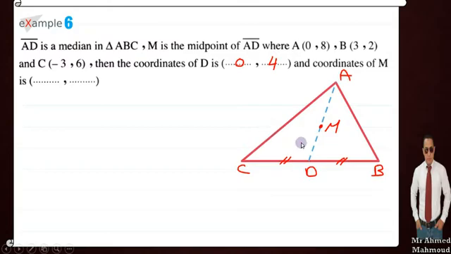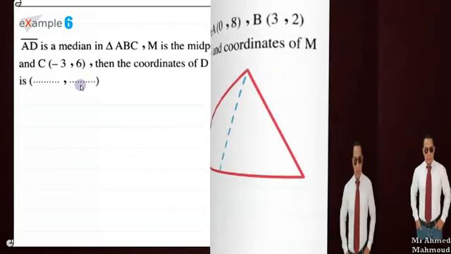Okay, as I said here, M is the midpoint of AD, then M like this. To find the M, I will find the midpoint of A and D. A equals (0, 8), D equals (0, 4). So 0 plus 0 over 2 equals 0, and 8 plus 4 over 2 equals 6. It will be (0, 6). The next example.